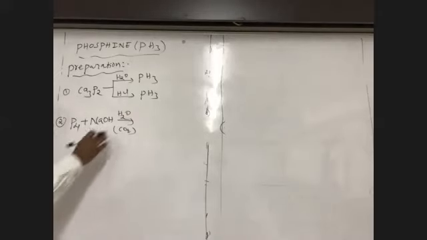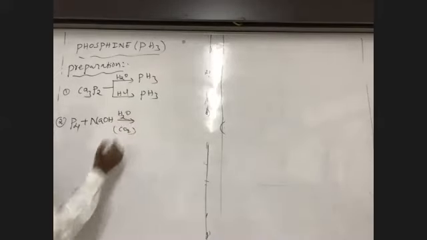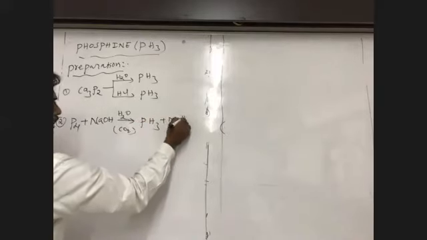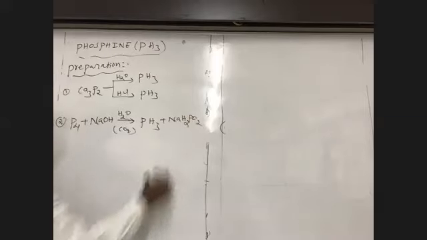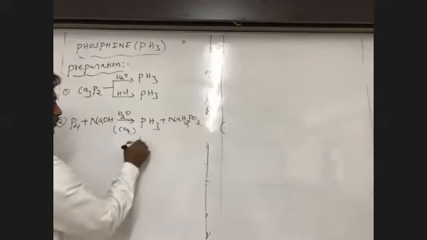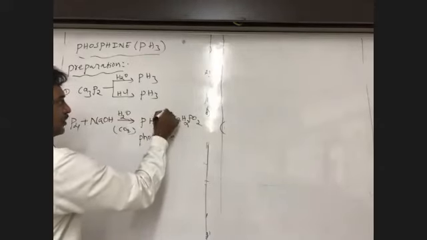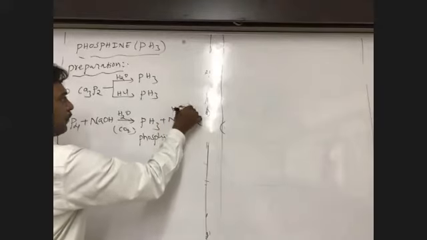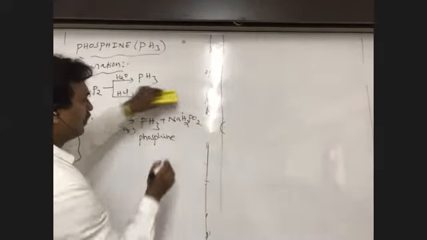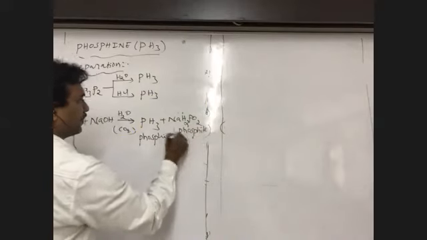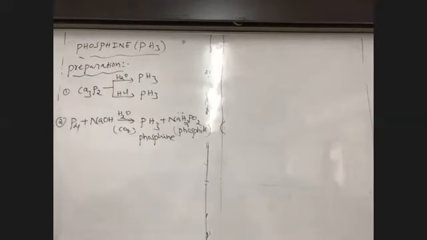In an atmosphere of carbon dioxide, that is called an inert atmosphere, to form a compound PH3 and another compound NaH2PO2. PH3 is called phosphine. NaH2PO2 is called sodium hypophosphite. Here, this is the hypophosphite ion. Sodium hypophosphite is produced along with PH3.